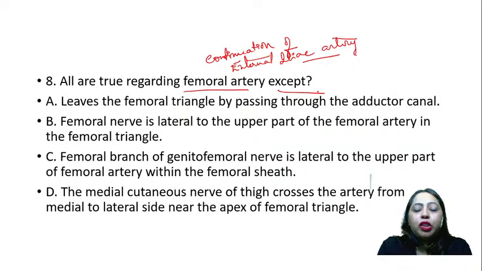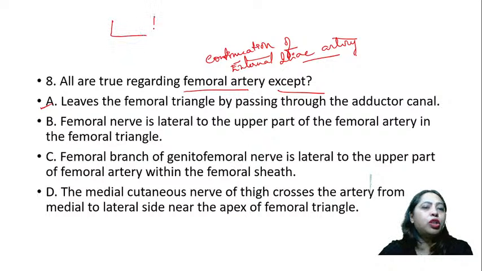It leaves the femoral triangle by passing through the adductor canal. Does it pass? Yes, because it goes to the posterior compartment, to the popliteal fossa. So it passes through the adductor canal. This is a correct one, so we don't touch this. Femoral nerve is lateral. In the femoral triangle, the femoral nerve is the lateral most.